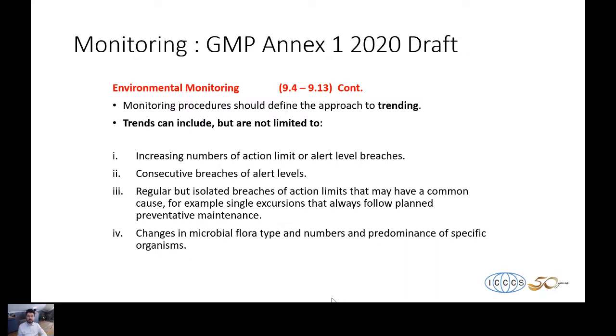Regular but isolated breaches of action limits may have a common cause. For example, single excursions that always follow plant preventative maintenance, changing HEPA filters, or maintaining your machine itself. If you start seeing consecutive results of these, you have to investigate. Also watch for changes in microbial flora type and numbers, or predominance of specific organisms, even if they are not over your limits. You have to maintain knowledge of this information and keep it in your trending.